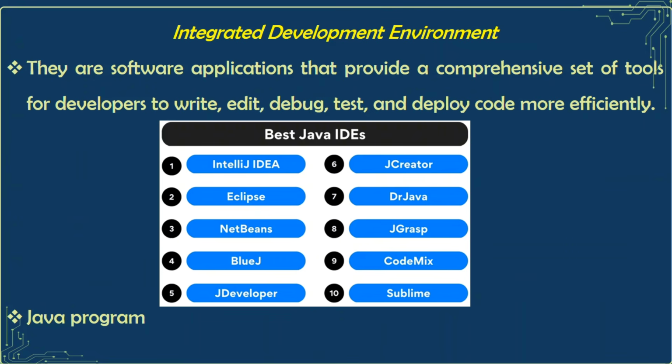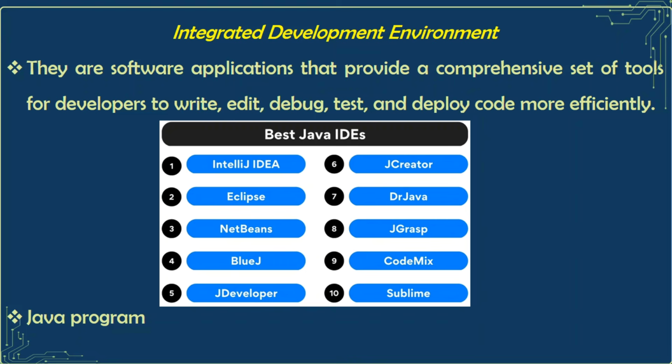The other is the integrated development environment, or IDE. These are software applications that enable us to write a block of code, in the case of a Java program. They enable us to write, edit, debug, test, and deploy our Java program more efficiently. These are the best Java IDEs that we may use: IntelliJ IDEA, Eclipse, NetBeans, BlueJ, JDeveloper, JCreator, DrJava, jGRASP, CodeMix, Sublime, and numerous other editors. Actually, we can use the default editor of our computer. We can use Notepad, text editors, and others.